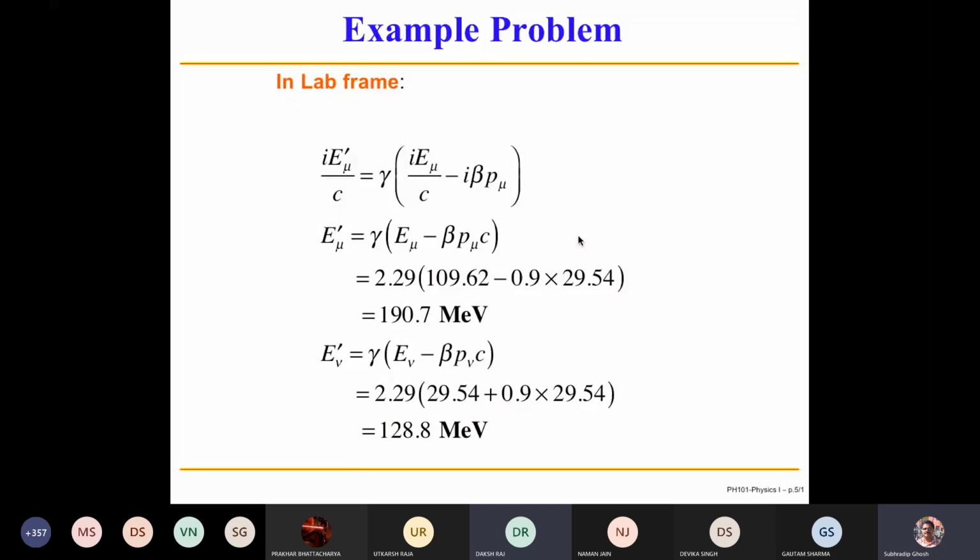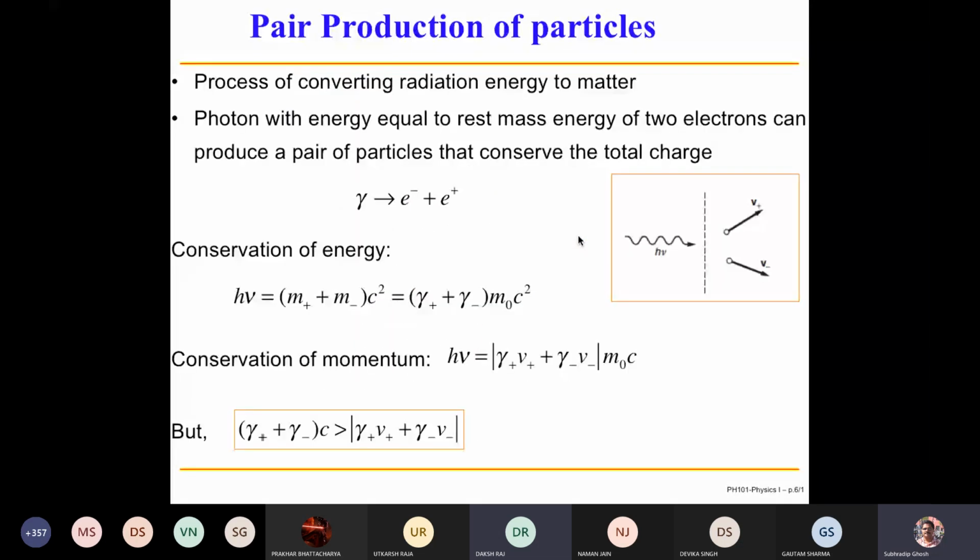Okay, I'm now going to touch on the pair production of particles. Pair production is this: photons, the quanta of the electromagnetic field, can lose energy in various ways by interacting with matter. This pair production is one process of converting the energy of the photon to matter.